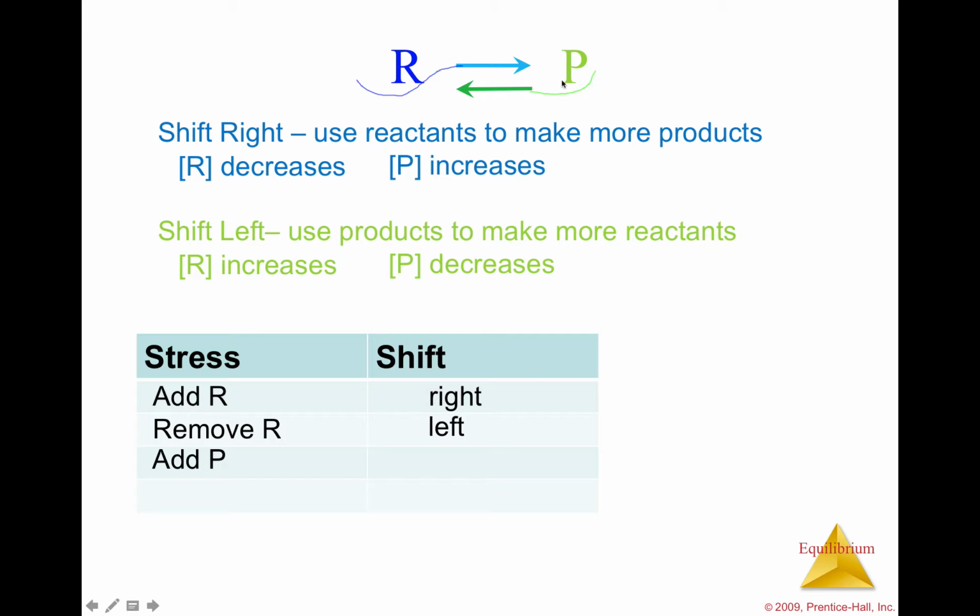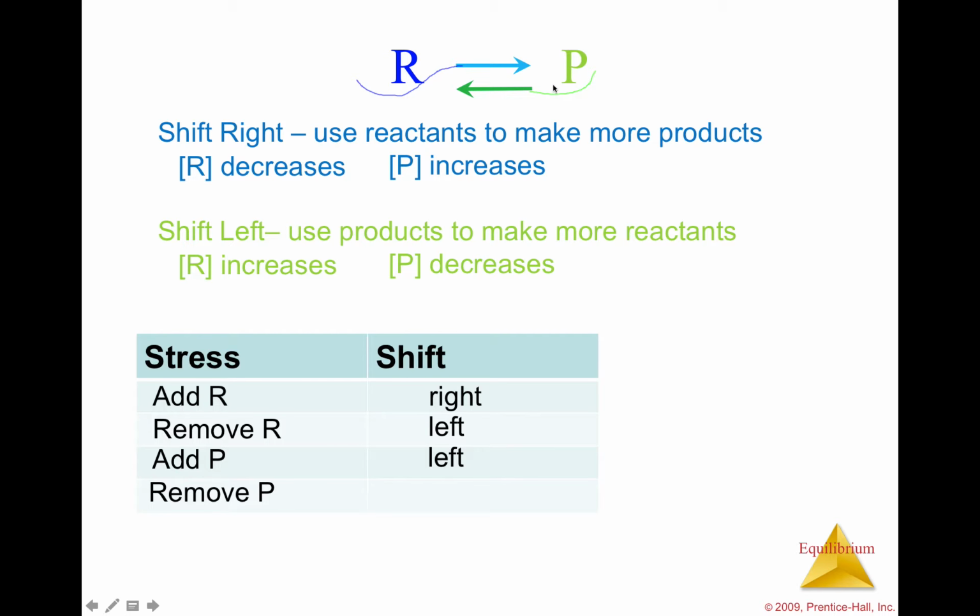Same idea, if I add P, so if I'm at equilibrium, I then add more products, whatever they happen to be. You have too many products, so that reaction needs to use up products to make more reactants. So what do you think we're going to do? Use up products, make reactants, shift left. So essentially, if you add anything to the right, it shifts left. If you add anything to the left, it shifts to the right.